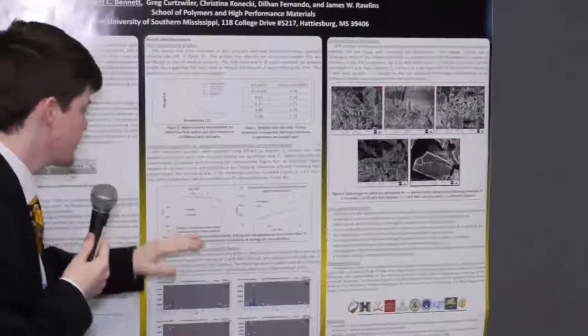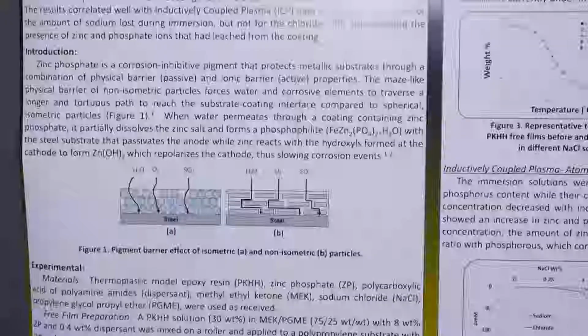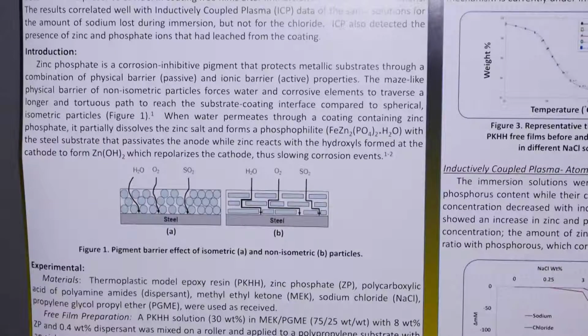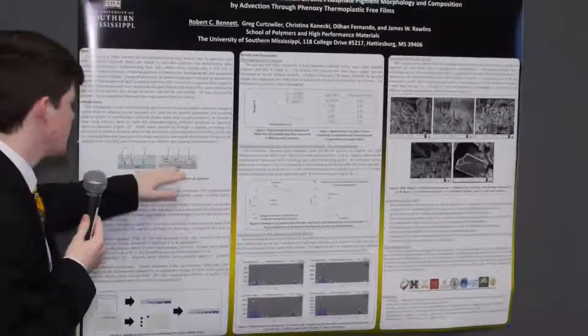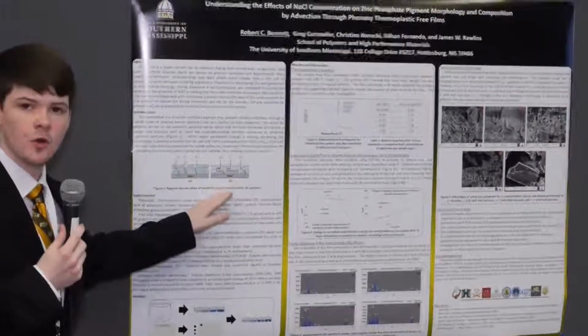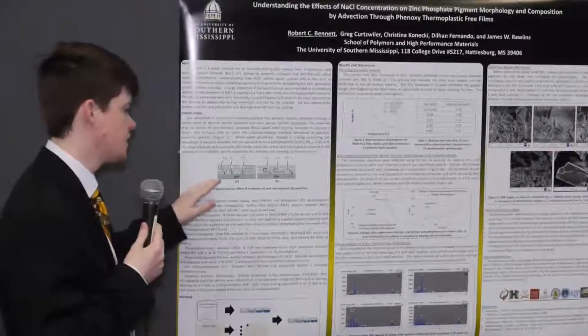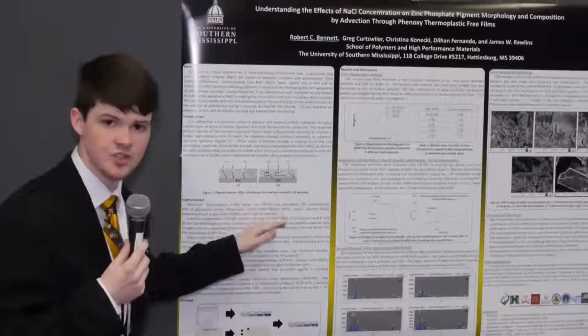So all in all, this is useful when applied on a steel substrate or any form of metal substrate. We can see that non-isometric is preferable to isometric, so the actual morphology of this zinc phosphate crystal is useful for the water permeation into that coating eventually reaching the substrate.